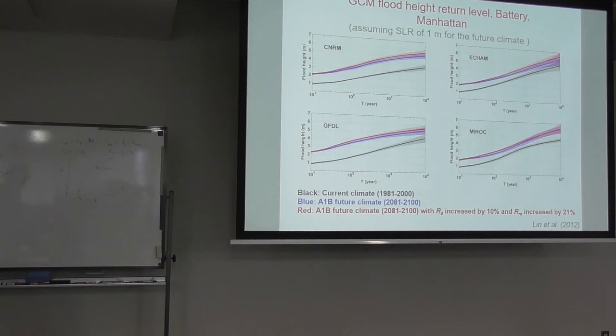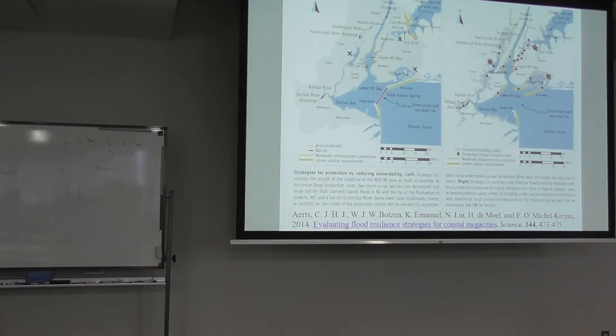And you know, we've been using that to do real world things. Here's New York, this is Staten Island, this is the East River, Manhattan is here, the Battery is there. And we worked with some economists and engineers to cost out various different kinds of solutions for protecting New York from storm surges.